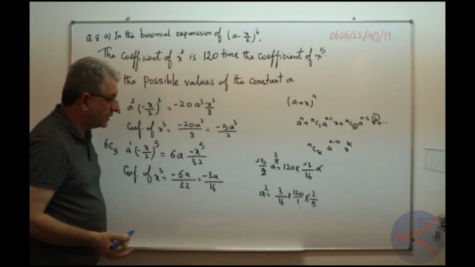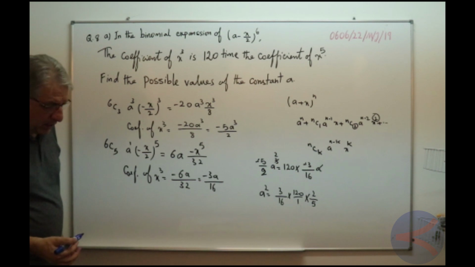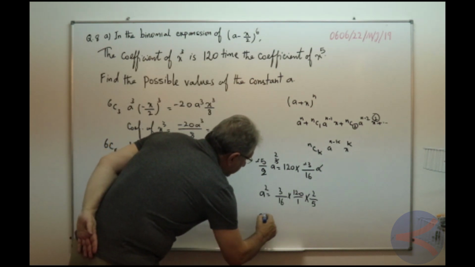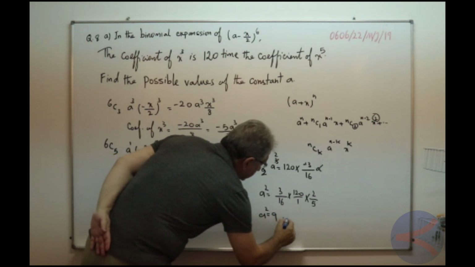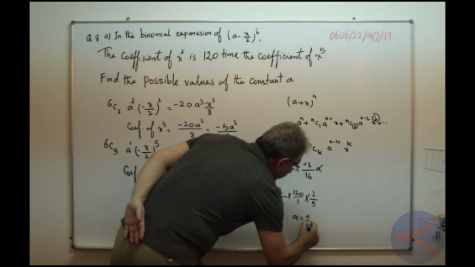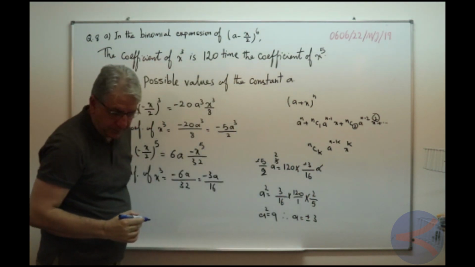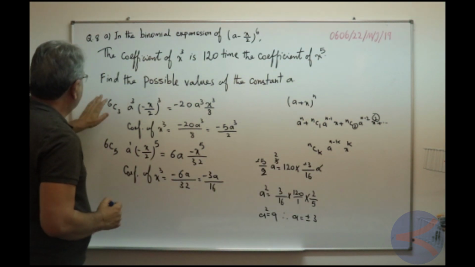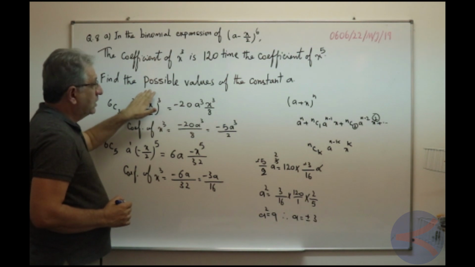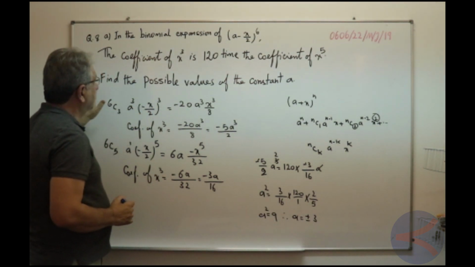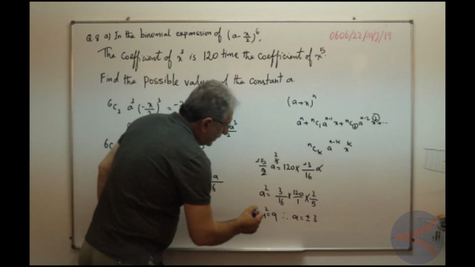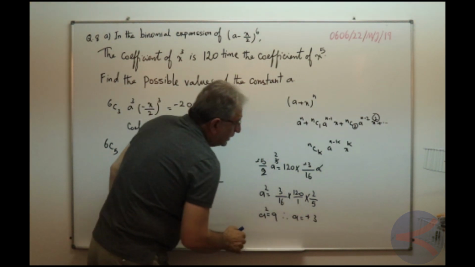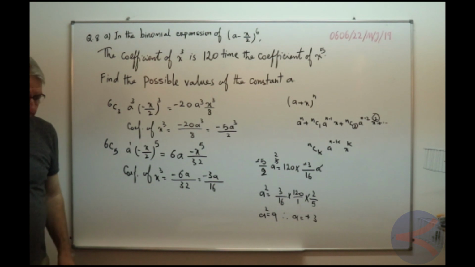Just put it in the calculator and get the answer: a squared will be 9. A squared is equal to 9, therefore a is plus or minus 3. But it says to find the positive values of the constant a, therefore this a cannot be negative, so the answer is only a is equal to 3.